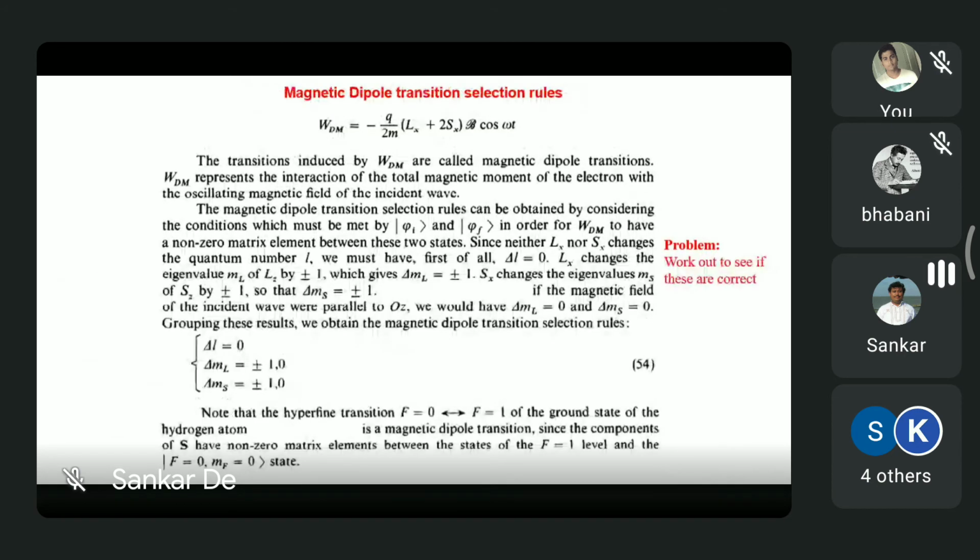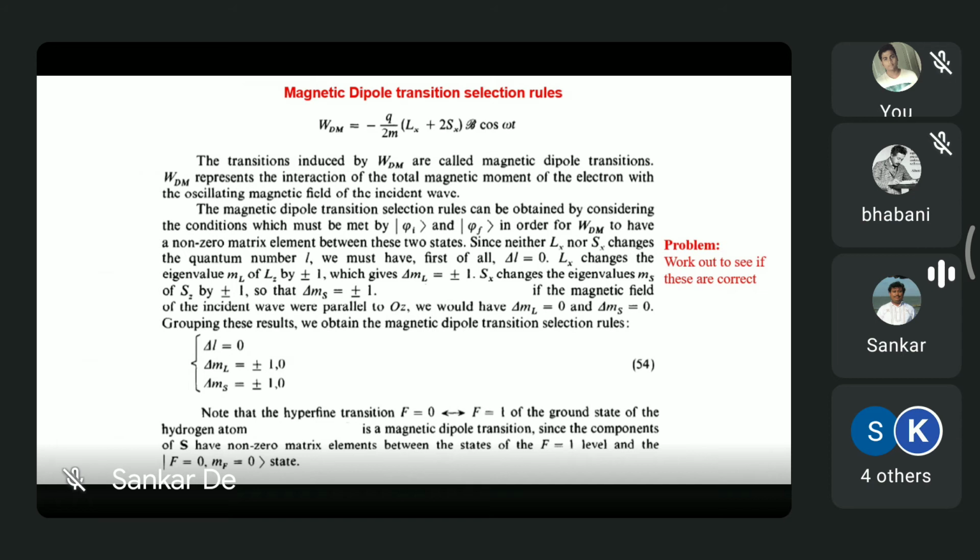Now, how to work out and get the transition selection rules? We just take the magnetic dipole term now, and this actually represents the interaction of the total magnetic moment of the electron with the oscillating magnetic field of the incident wave, because it has both Lx and Sx, both L and S terms.